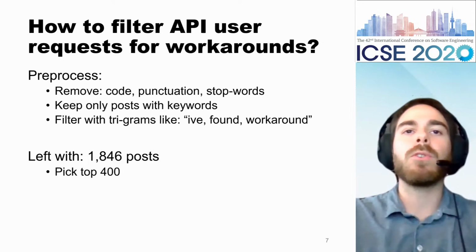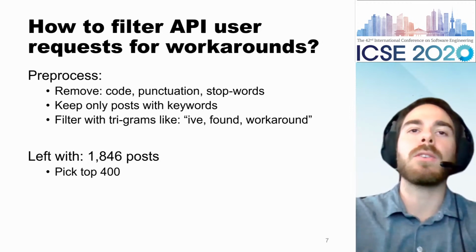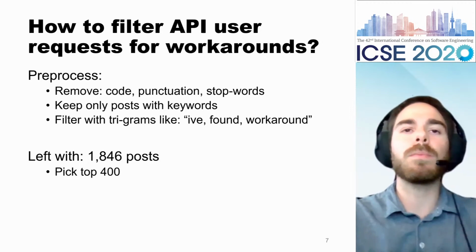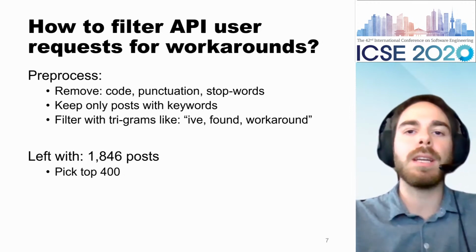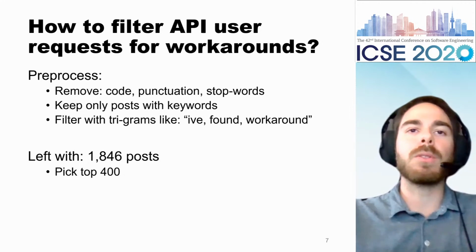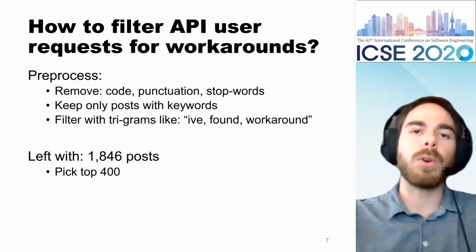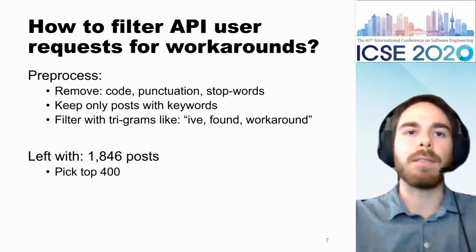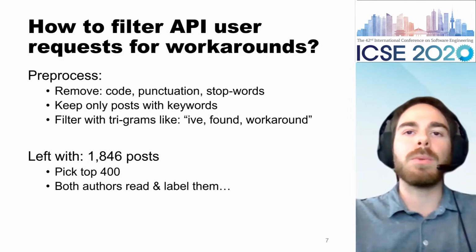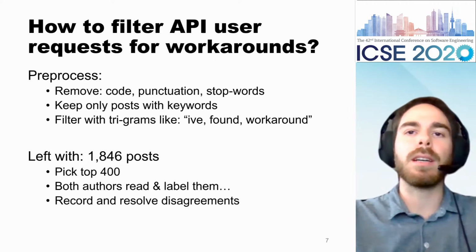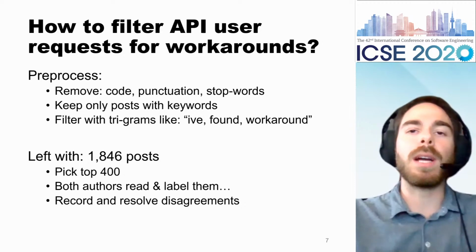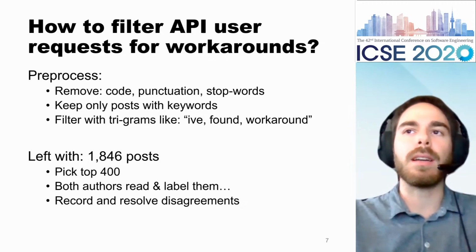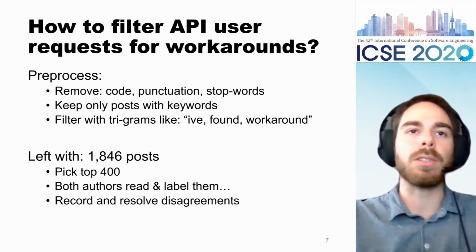So we picked the top 400 posts by score. Stack Overflow lets you score posts as you like them. So that was kind of a proxy for popularity. And it allowed us to look at posts that were popular with users, so hopefully would have the most impact if we managed to get information out of them. So we read and labeled them using open card sorting until we were satisfied with the categories that we were coming up with to discover why people were asking for these workarounds and how these workaround questions were being answered.